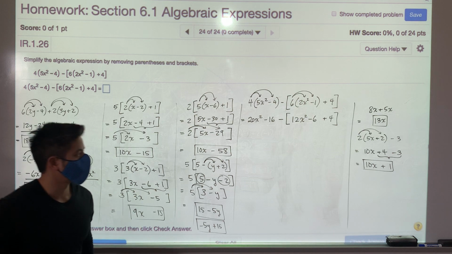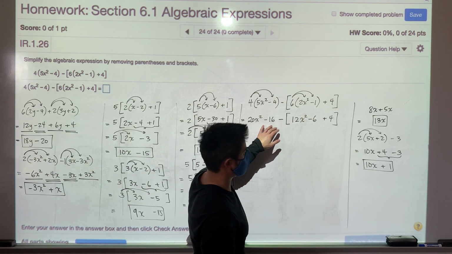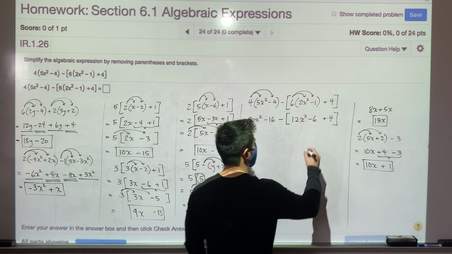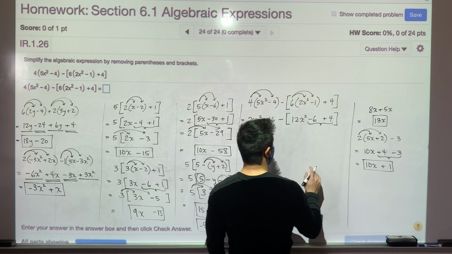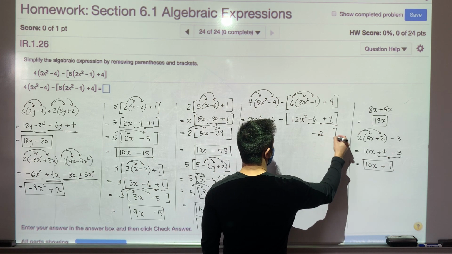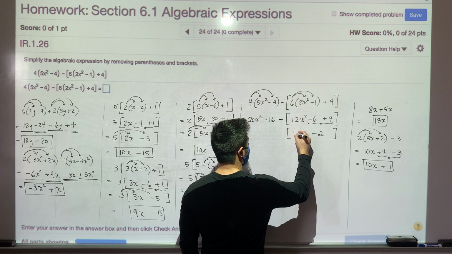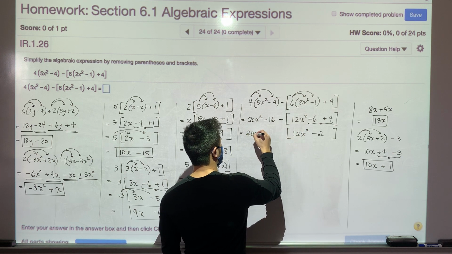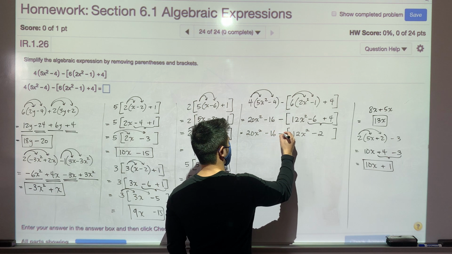All right, now I can't really do anything here. I need to go and clean things up inside of these brackets as my next step. So I'm going to put those together. Negative 6 plus 4 is negative 2. And then I'll leave everything else alone because that's all that I could do to get started.